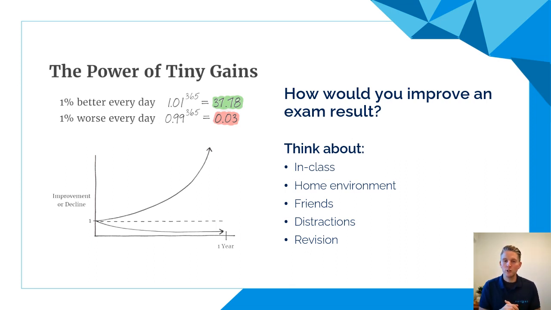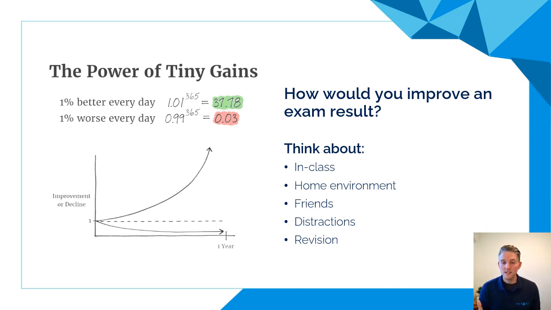So think about what could you do in class. Every day, what 1% improvements could you be doing when you're in class and learning in your subjects? Think about your home environment. What improvements could you make there? Whether or not you have a full room, an office to work in, or whether you've just got somewhere in a corner of a room which you can use regularly.